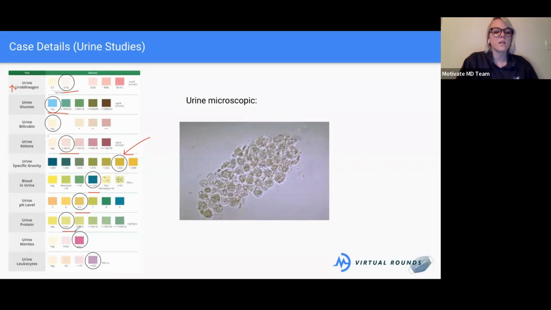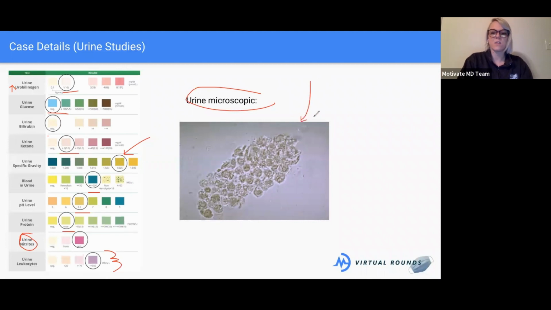There's trace protein, and the ones that I know you guys were looking at here is the urine nitrites, which is released from gram-negative organisms, often the Enterobacteriaceae bacteria that are responsible for UTIs. And then there's a pretty high concentration of leukocyte esterase. Then we do a reflex urine microscopy, and we see this.